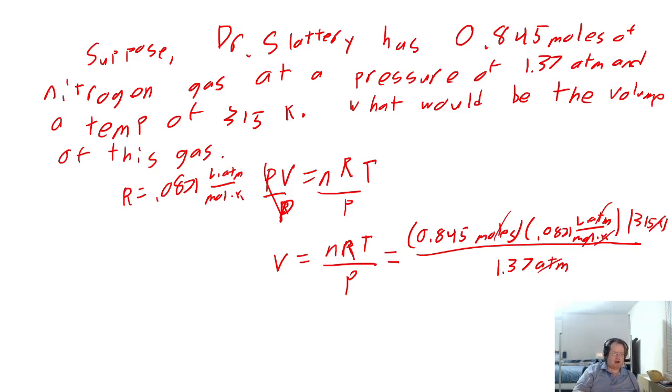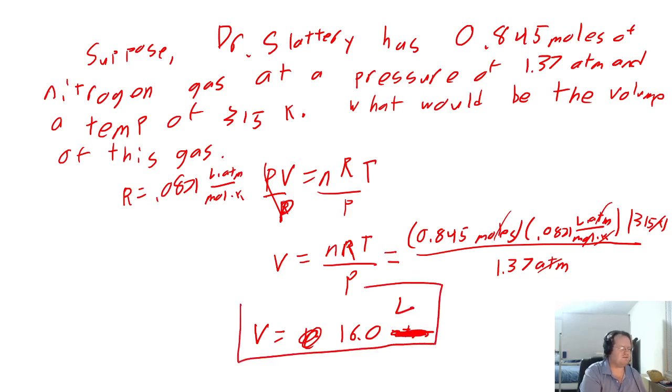So we have 0.845 times 0.0821 times 315 divided by 1.37. So there, I'm going to get that the volume of this container had to be, that rounds up, 16.0 atmospheres. I got 15.95 on my calculator, just noticed it. I only have 3 sig figs, so it'll be 16.0, not atmospheres, just kidding. Liters. Sorry if that bothered you at first.